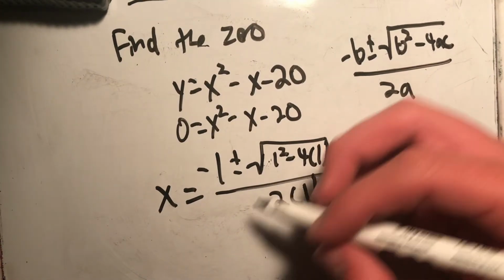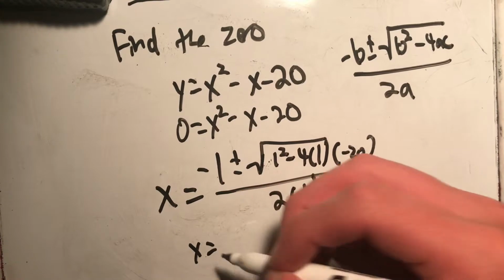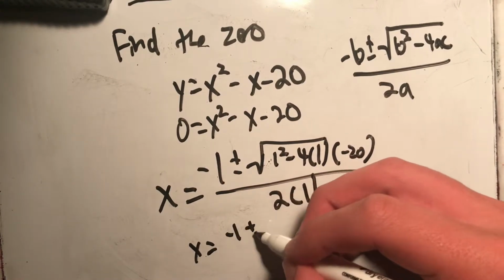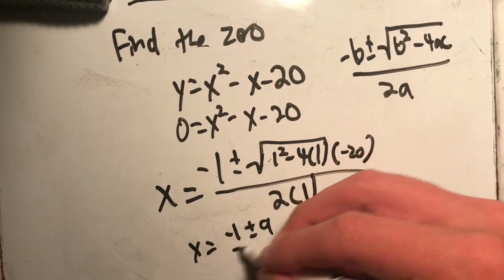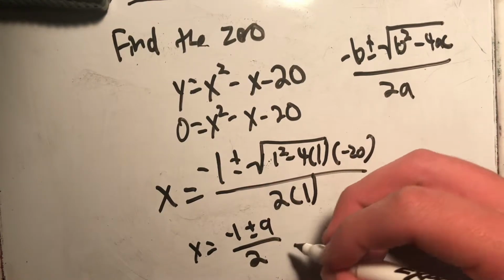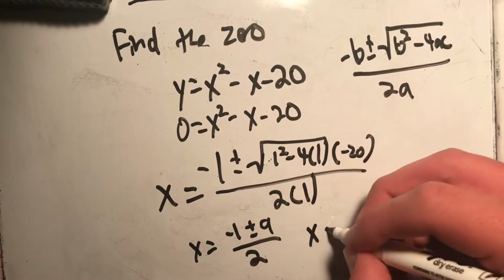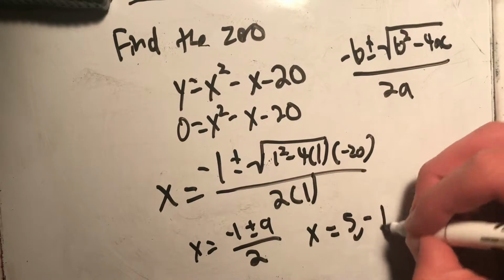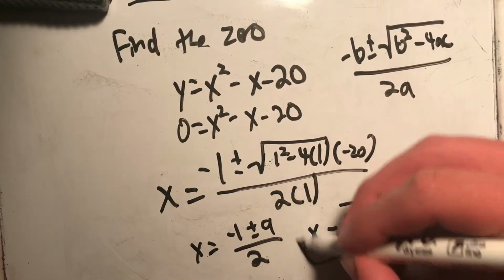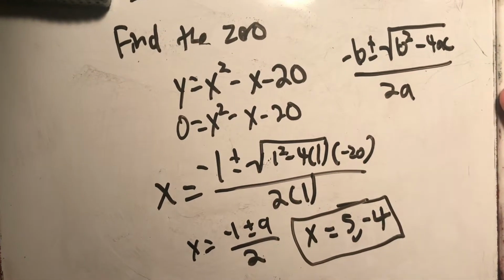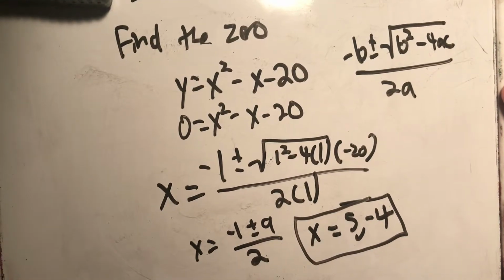And that is going to come out to that, which equals 5 or negative 4. Gives us two answers for x, which give us the zero value of y.